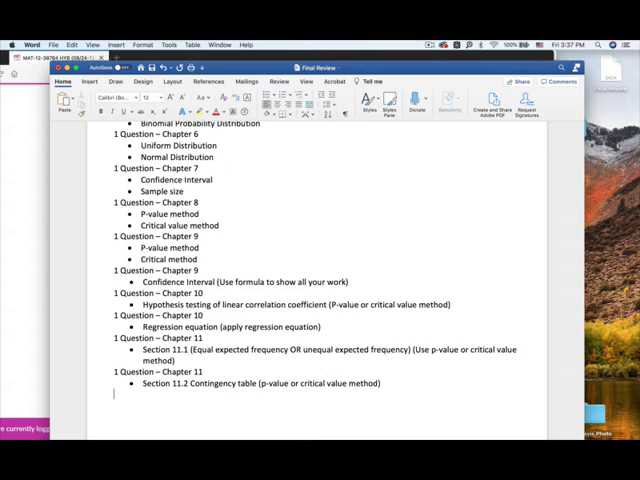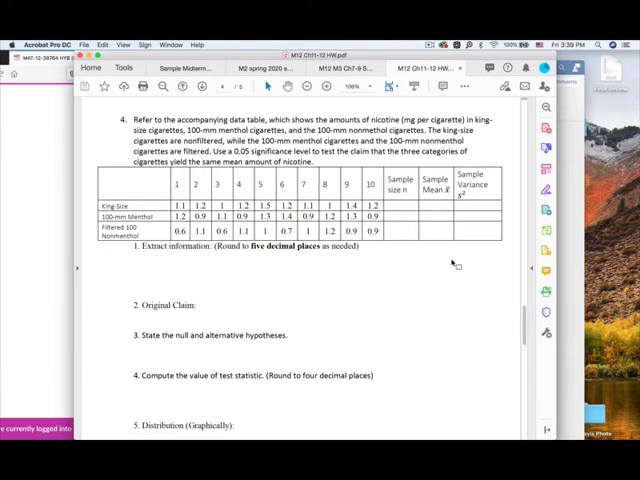Then, last one. That's one question from chapter 12. That will be from section 12.1. Okay, again, use the p-value method or critical value method. For chapter 12, you will see a question similar to this, and I will provide the table like here.